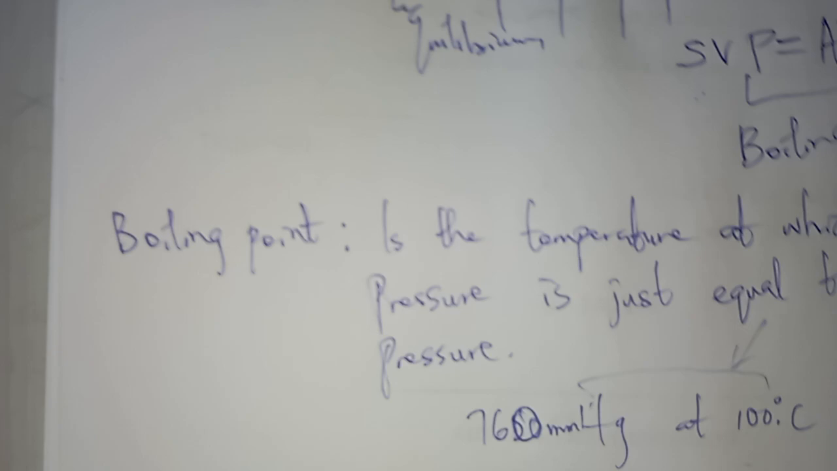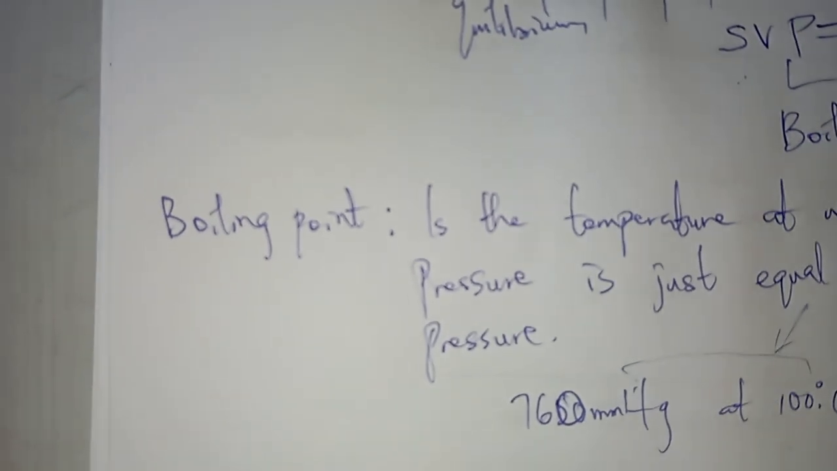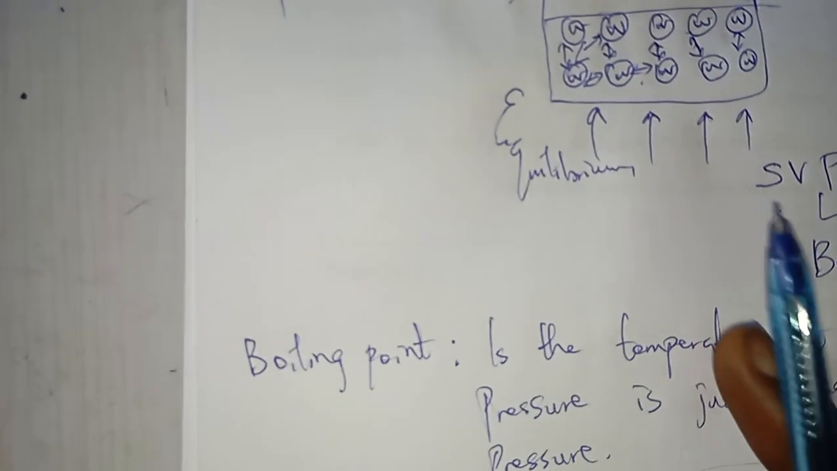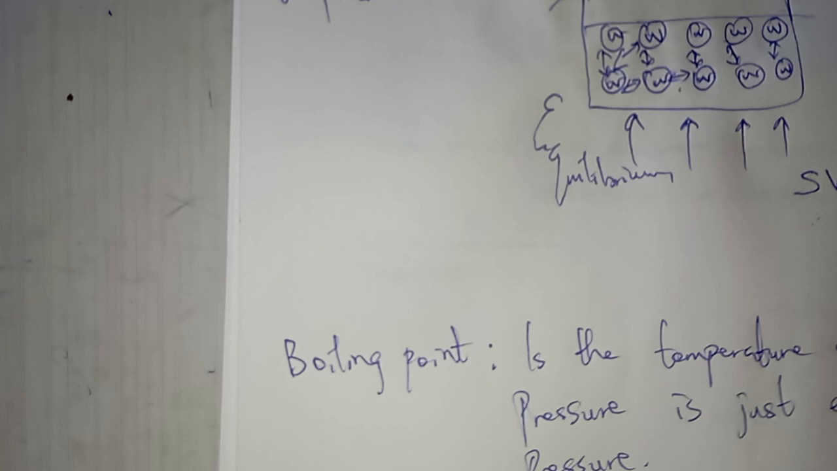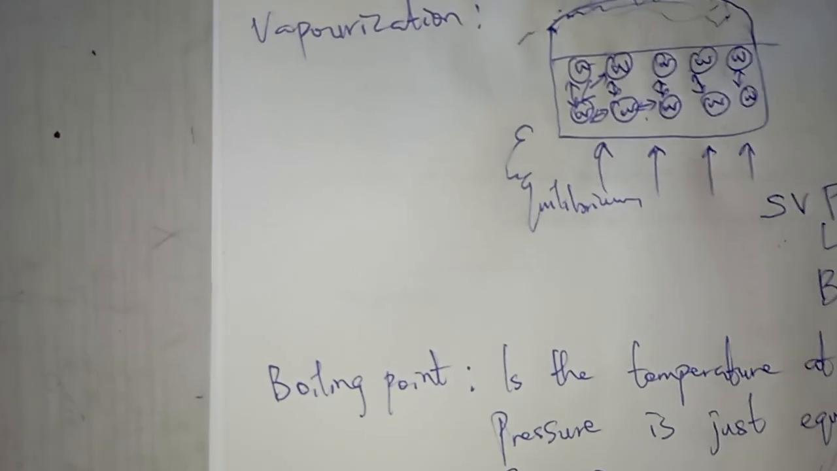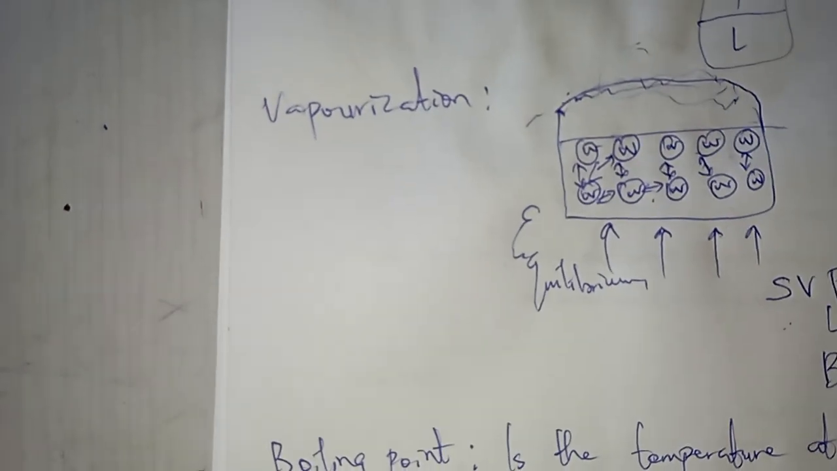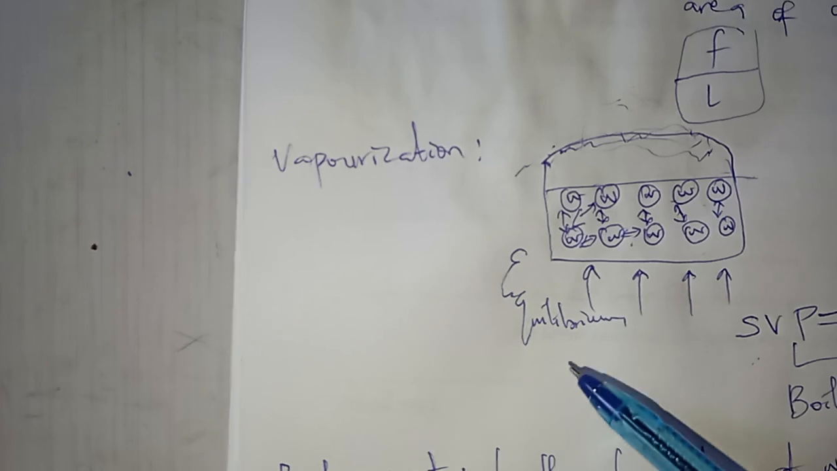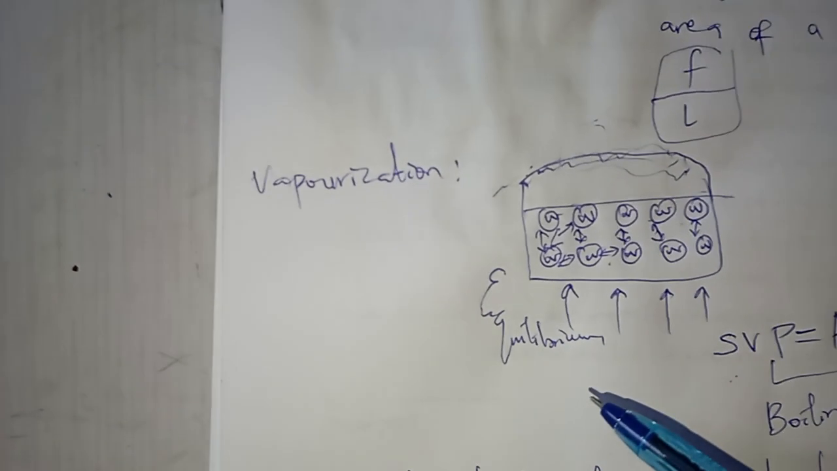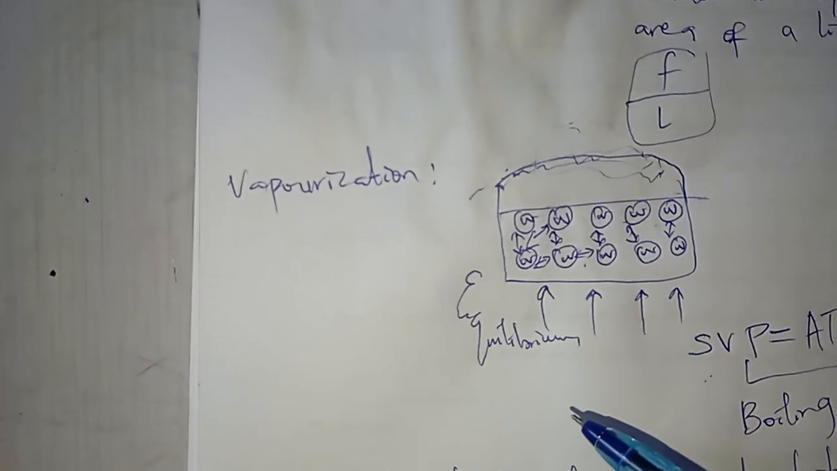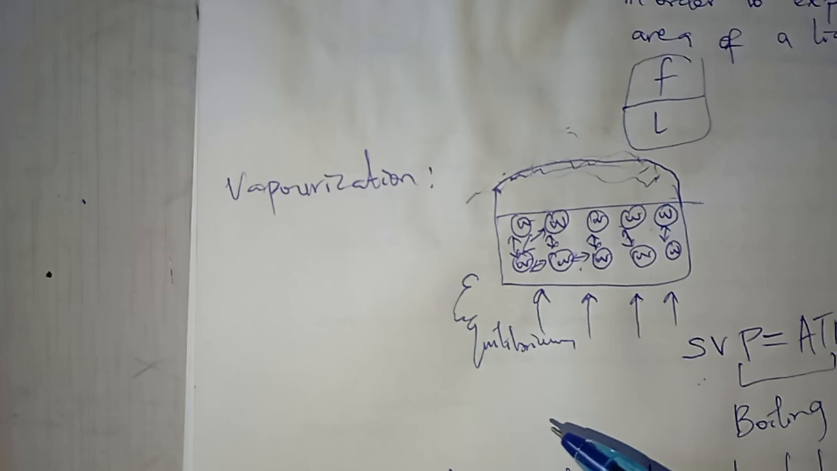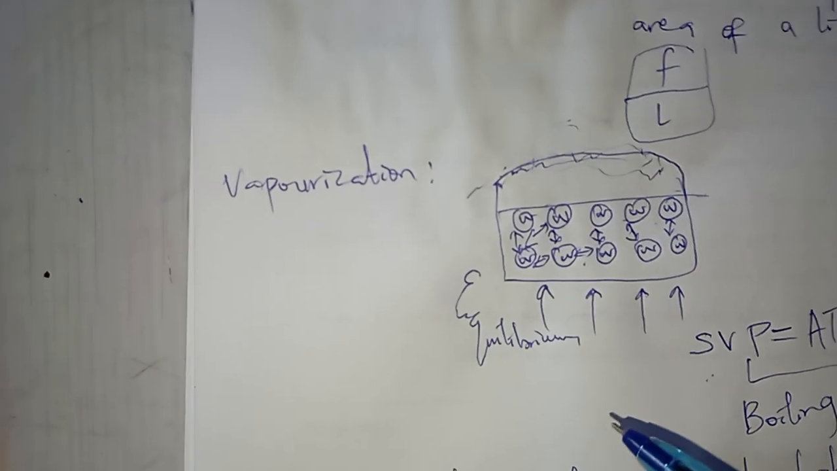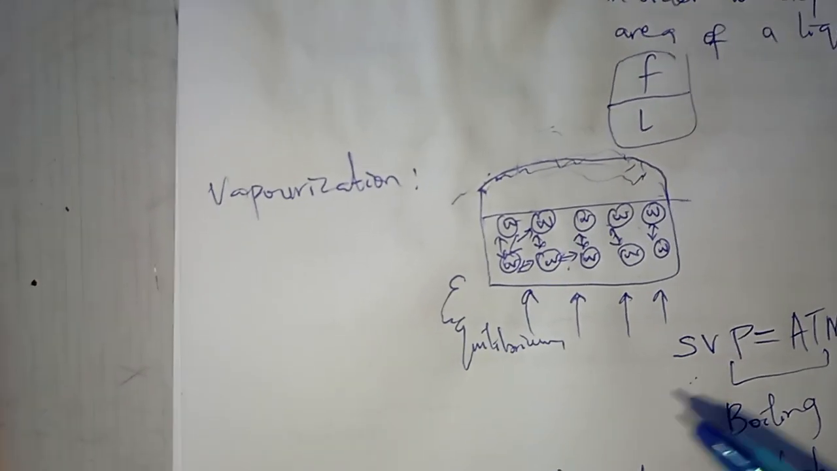So that is all I want you to know for right now about surface tension, vaporization, and boiling point. In vaporization, I can simply tell you that the idea of vaporization is that tendency that liquids or solvents have to change from liquid state to gaseous state.